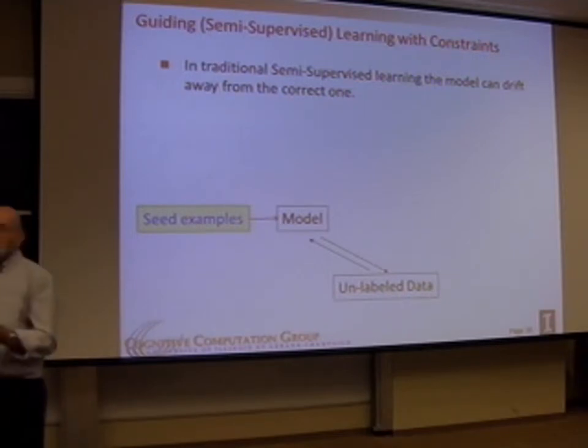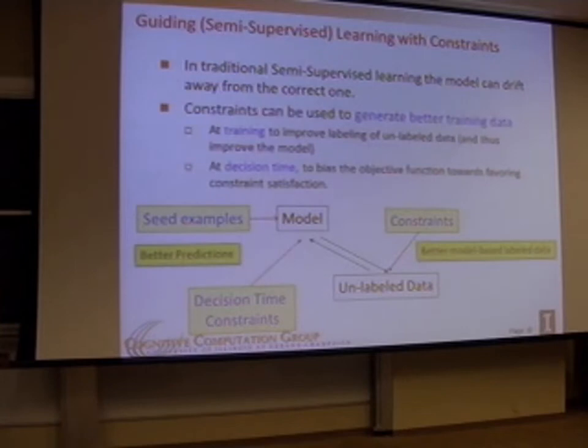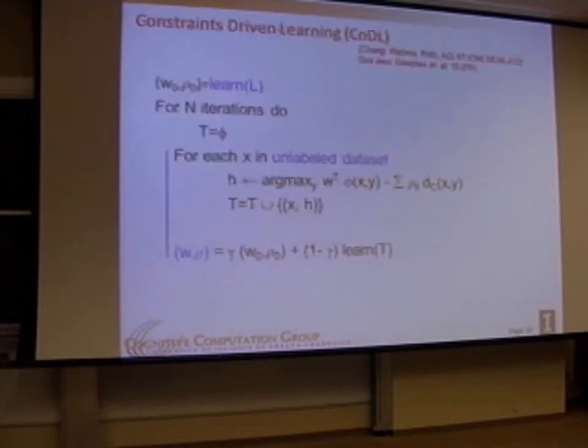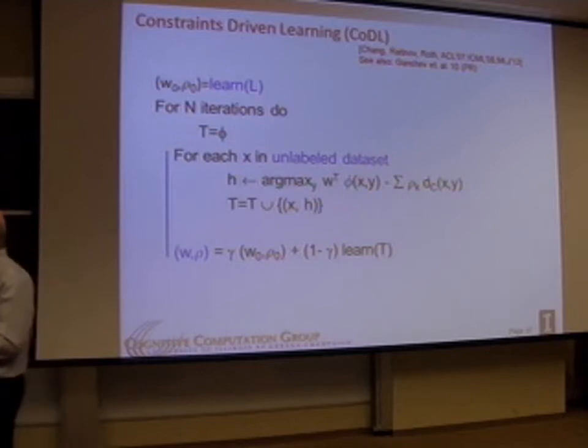We know that in traditional semi-supervised learning, this could cause some problems because you can actually drift away from the correct one. I'm going to avoid this problem by incorporating constraints, and there are two places I can incorporate constraints here. One is when I label the unlabeled data, I can fix this labeling so that when I send it back to the model, I send more robust data. And of course, I can also incorporate the constraints at decision time. The algorithm that you're going to get this way is what we call constraint-driven learning, or CODEL.